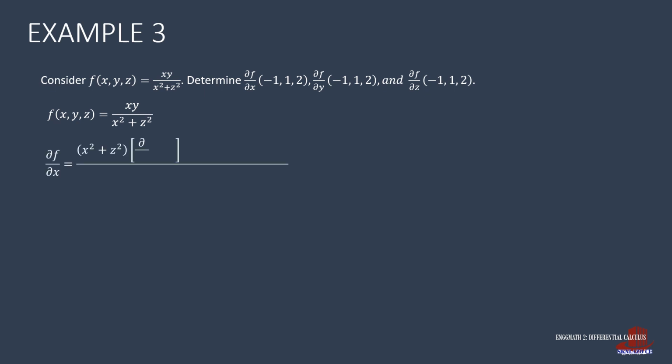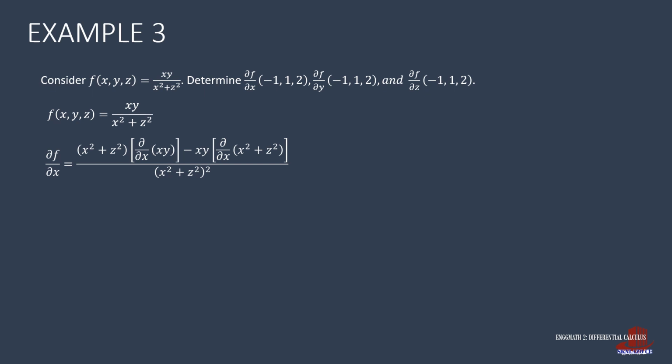The first requirement is f sub x, and since the function requires the quotient rule, the derivative becomes the square of x squared plus z squared in the denominator, and the numerator then becomes the lower term x squared plus z squared times the derivative of xy, minus xy multiplied by the derivative of x squared plus z squared.